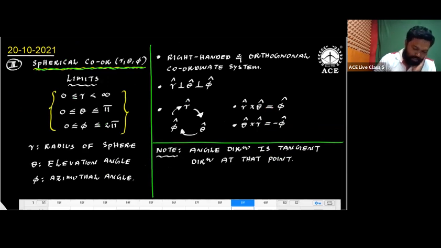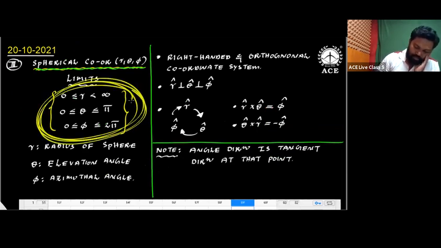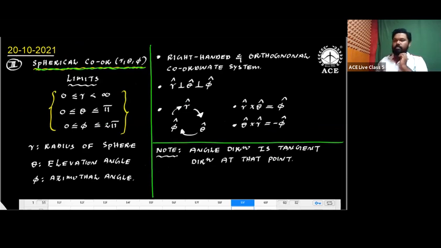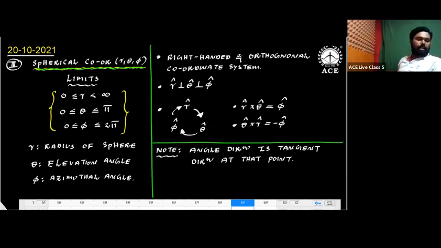Try to justify the limits here, beta. What is R? R is a radius. Very good. Can you see this corner? Yes. Observe here. R is a radius, beta. Theta is like this, the elevation angle, and phi is like this, the azimuthal angle.